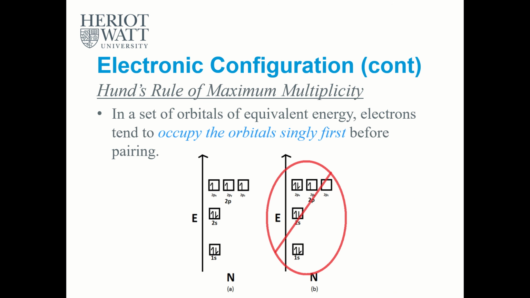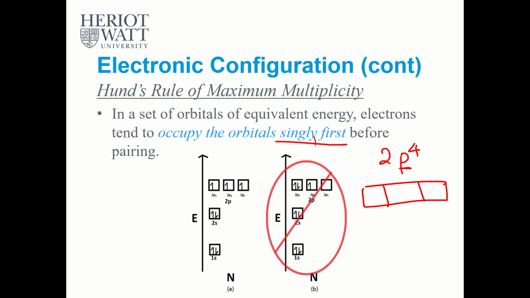All right? And next one is Hund's rule of maximum multiplicity. If you read the definition, it is something like that. In a set of orbitals of equivalent energy, electrons tend to occupy the orbital singly first. This is the key: occupy singly first before pairing. So, what does that mean by a set of orbitals with equivalent energy? Let's say 2p. All right? P orbitals, how many boxes? 6 electrons, 3 different orientation. I have 3 boxes. And then I have 2p4. Let's say only 4 electrons, not 6.